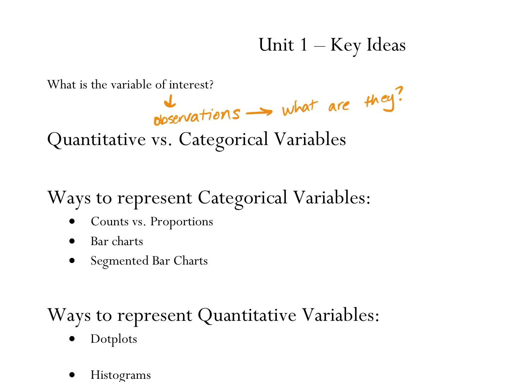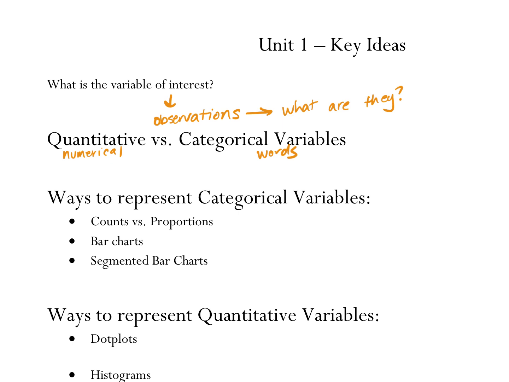And once you know what those individual observations are, what do they look like? What does that raw data look like? You can decide, is it quantitative or categorical? Quantitative means numeric. Categorical is typically words.